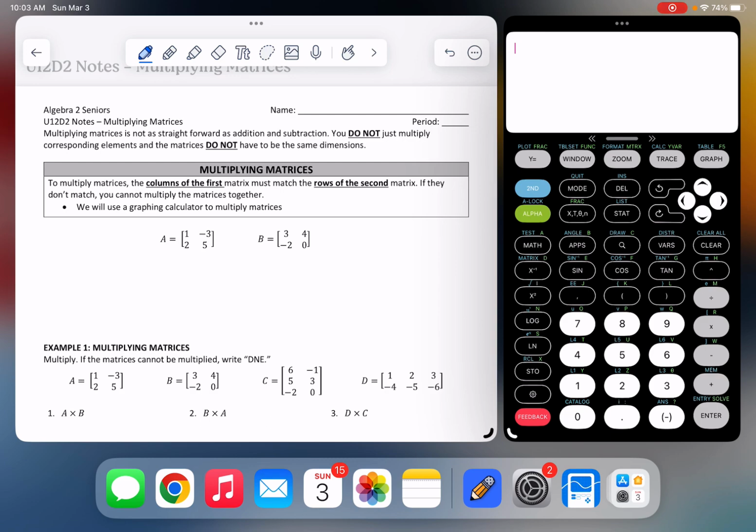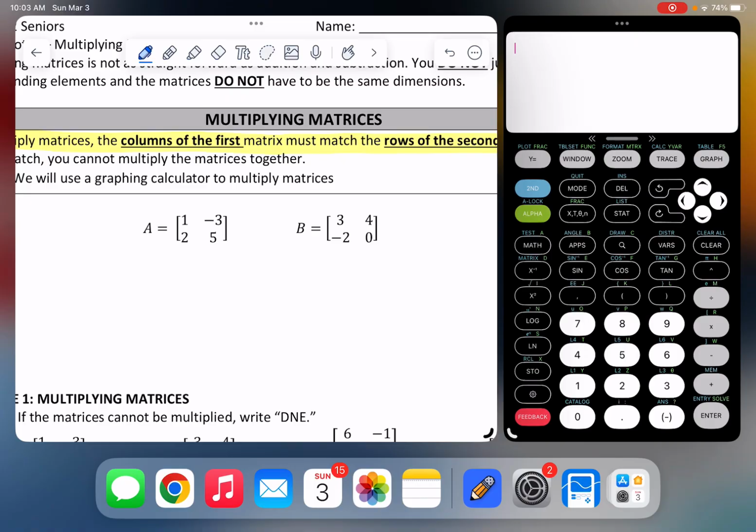So to multiply, we have to have the columns of the first matrix match the rows of the second matrix, okay? So we're not going to graph, we're going to multiply using a graphing calculator, okay? So what I mean by columns of the first have to match the rows of the second: if we look at A and B here, this is 2 rows by 2 columns. So this is 2 by 2, okay? This is 2 rows by 2 columns. So this is 2 by 2.